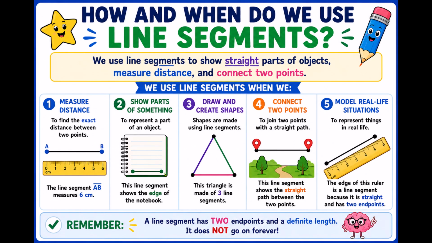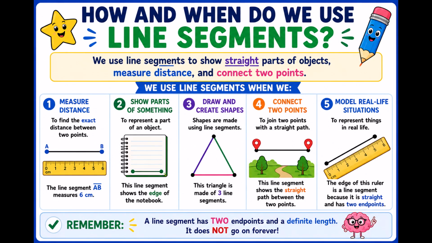And number 5, we also use line segments as a model, to model real life situations. What does that mean? We use line segments to represent straight objects we see every day. They help us solve real world math problems. For example, the edge of a ruler, a picture frame, a table edge, a window frame.